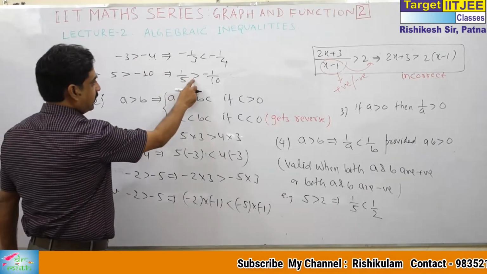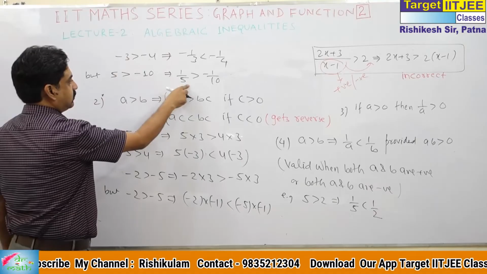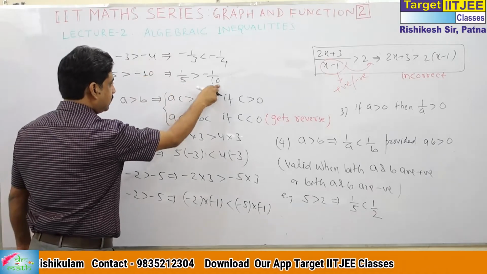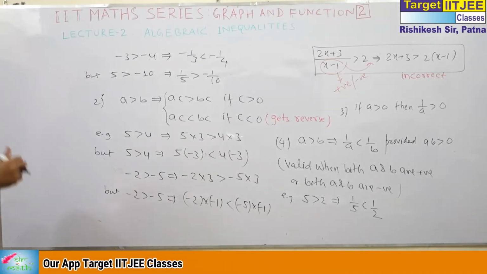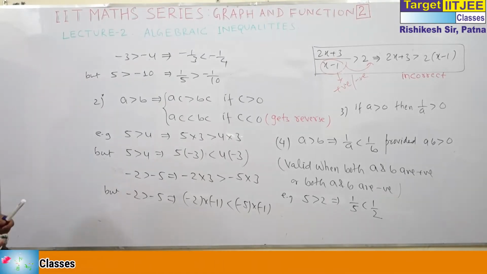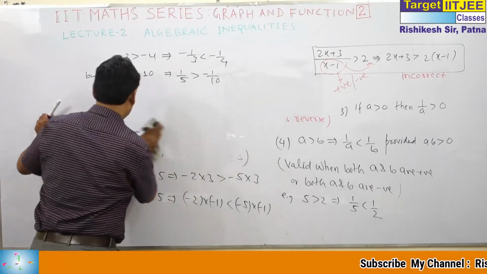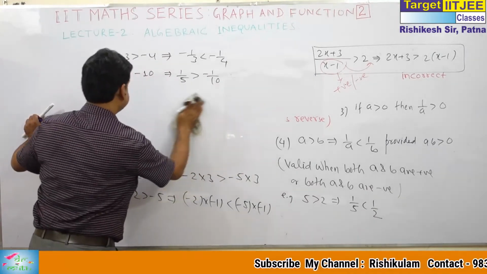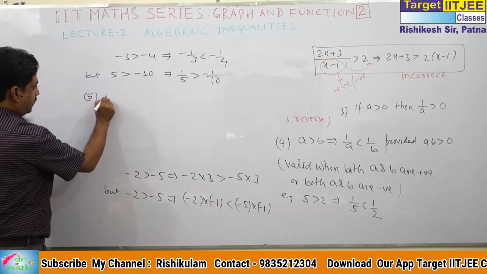Inequality does not reverse. When one is positive and one is negative, the reciprocal of a positive is positive and the reciprocal of a negative is negative. Stay positive. This one is greater than this one, so that is the case. Now, let me move to the next one.